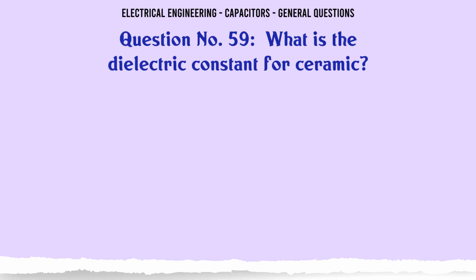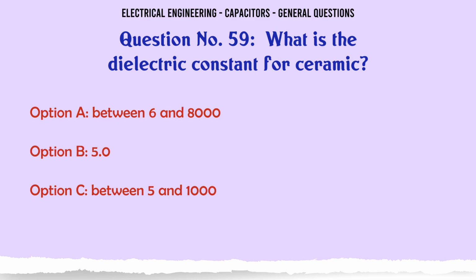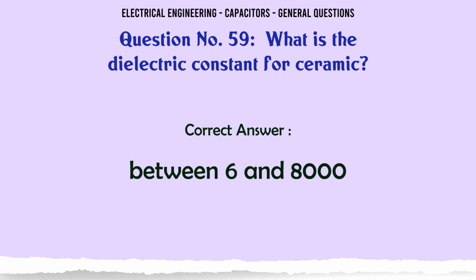What is the dielectric constant for ceramic? A. Between 6 and 8000, B. 5.0, C. Between 5 and 1000, D. 3000. The correct answer is between 6 and 8000.